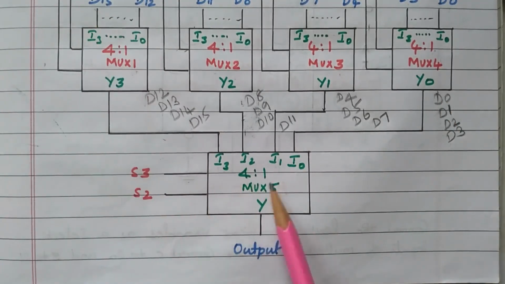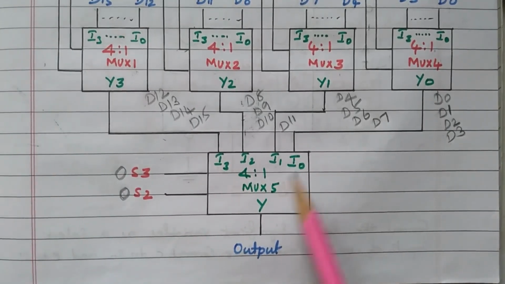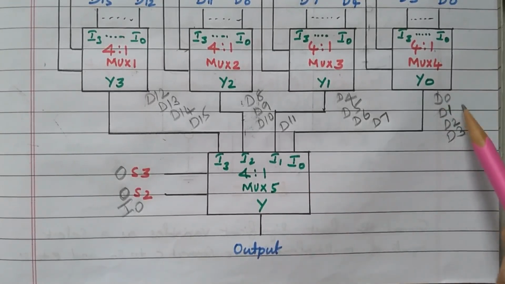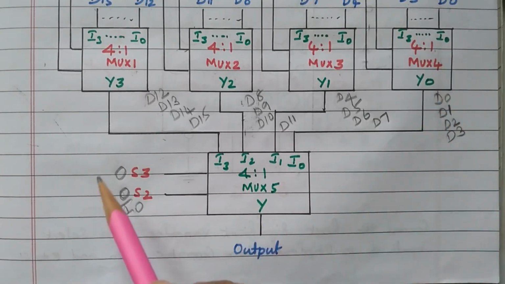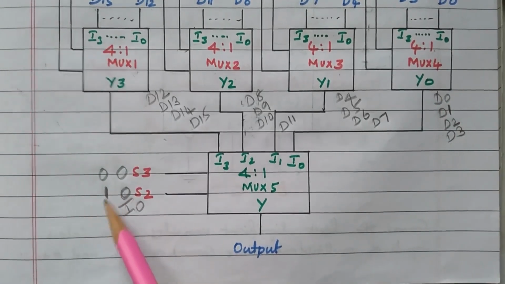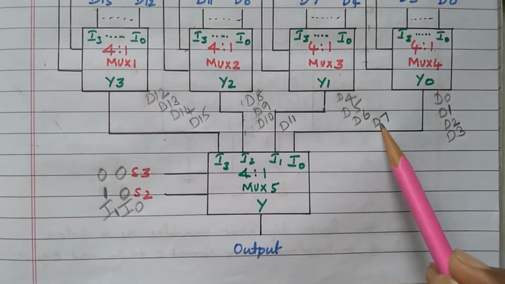Again, how to segregate this output? By using this S3 and S2 connected, right? So S3 S2 is 0, 0. What will happen? The output I0 will be available at the output, right? This is the LSB data. What is I0 value? I0 may be D0 or D1 or D2 or D3. That depends upon the selection line of this mux, right? So next combination 0, 1. 0, 1 means second data. I1 will be available at the output. The I1 may be D4 or D5 or D6 or D7, right?